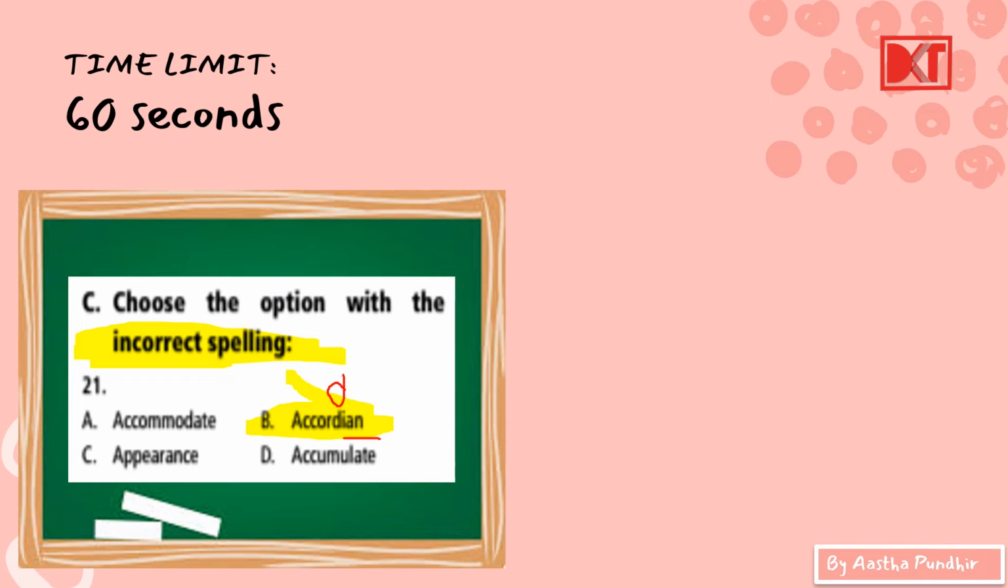Now here there's no such word as accordion, of course, that's why it's incorrect. There is this word with D-I-O-N, accordion. This one means a sort of musical instrument. Okay, you can go and check this out. It's a musical instrument. The others are of course spelled correctly. Accommodate, appearance and accumulate.